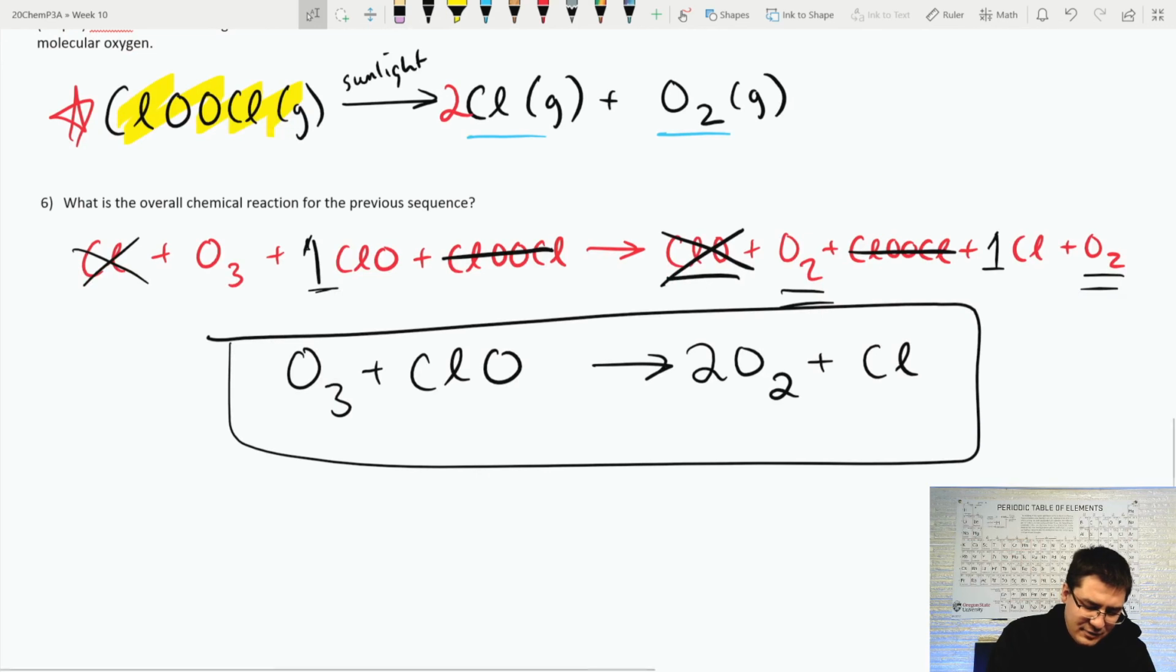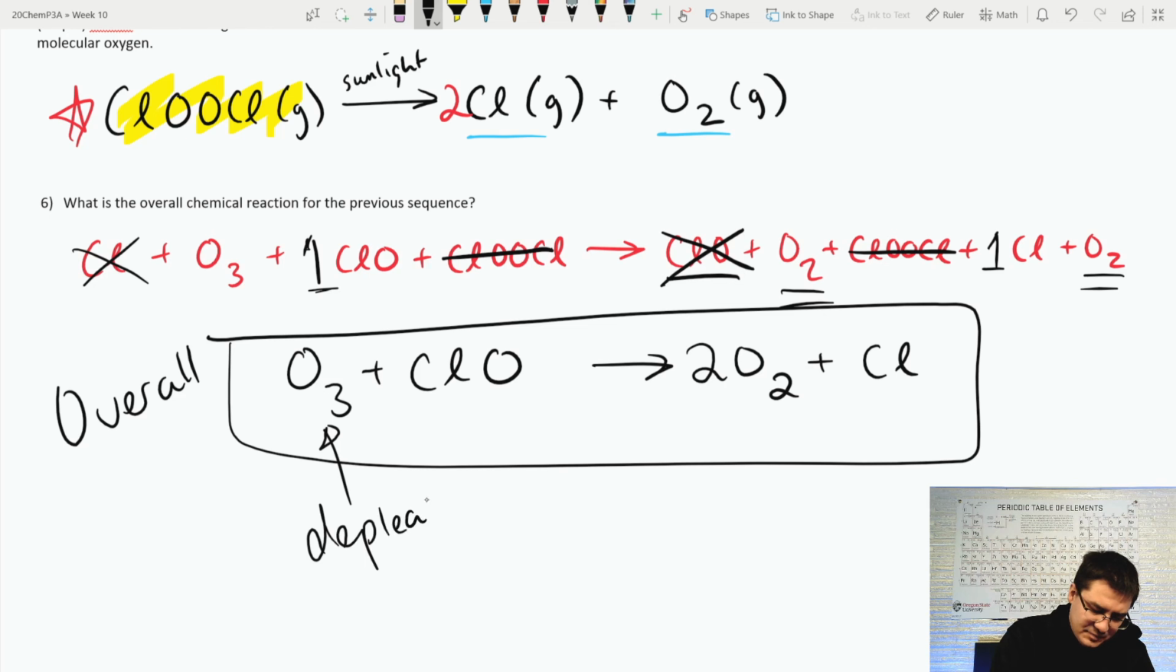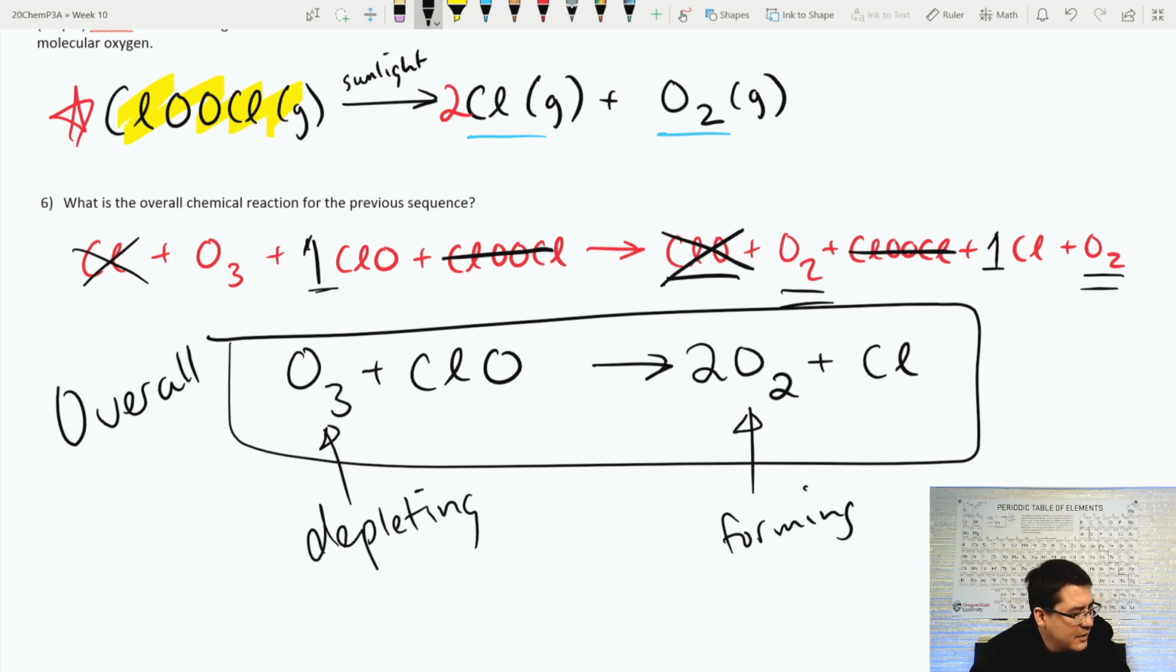So what's happening overall is I'm depleting ozone, and I am forming oxygen. So I'm taking away ozone from the atmosphere, right? Which helps protect us from ultraviolet radiation. It's part of our atmospheric layer, right? It either protects us or helps keep radiation in. But by taking it away and depleting it, we're forming more oxygen, O2, and we're losing out on the ozone.